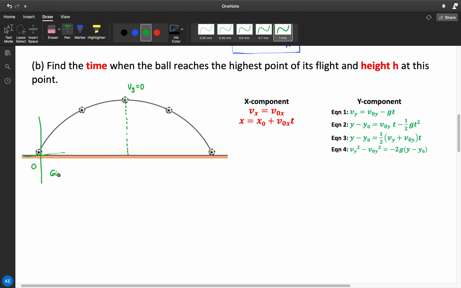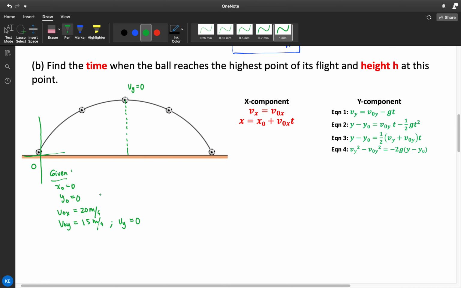Let's list first the given. You already know that x sub o and y sub o are 0 since the initial point is at the origin. Vox is 20 meters per second. Voy is equal to 15 meters per second. And your final velocity is simply equal to 0 at maximum height.